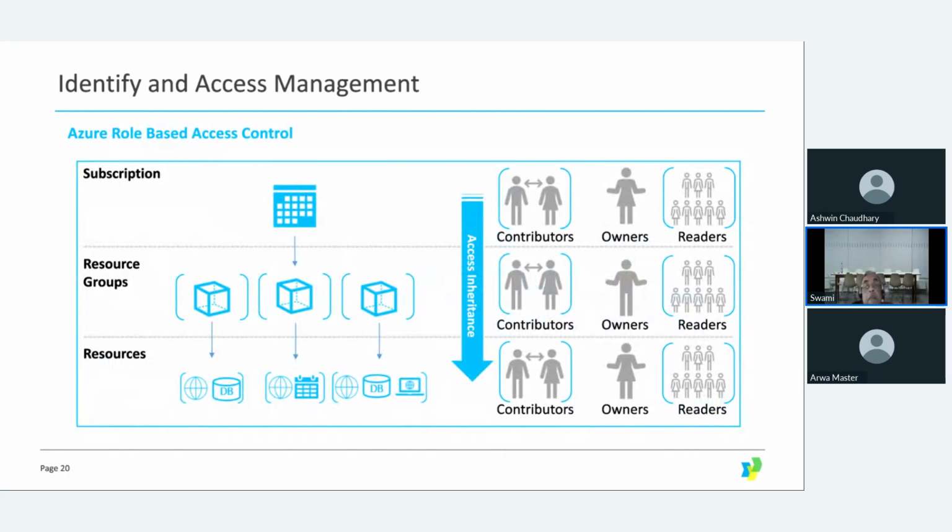Now, when we talk about role-based access control, it is divided into three levels: the subscription level, the resource group level, and the resource level. There are three types of access provisioning here: contributors, owners, and readers. Contributors can read and write everything, and they can update and contribute content at each level wherever they are. Owners will have full control for management of the data and management of the accesses and other things. And readers will have only read permission to read the contents from the system.